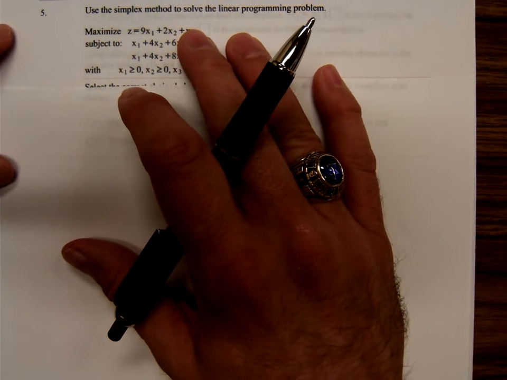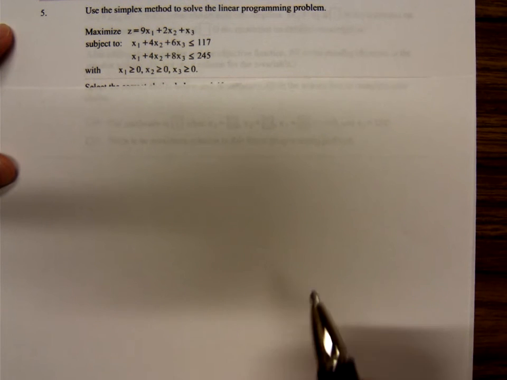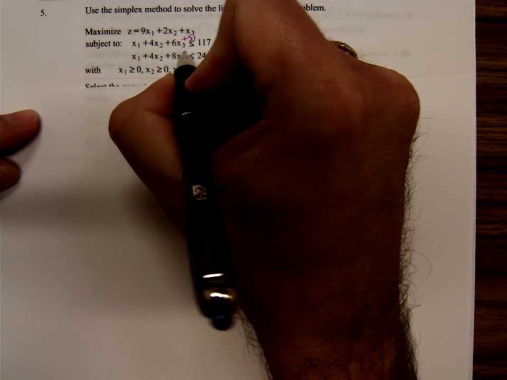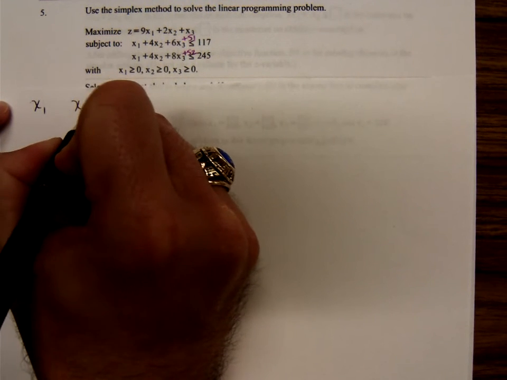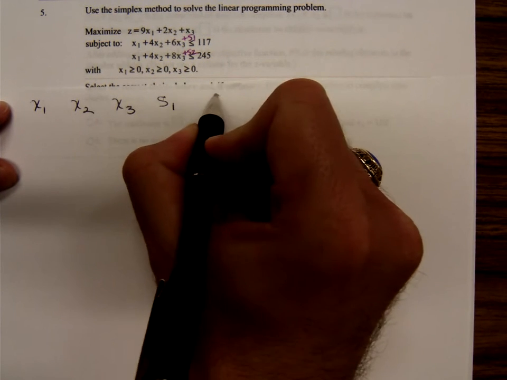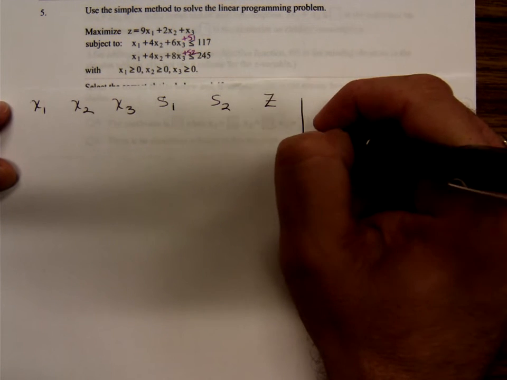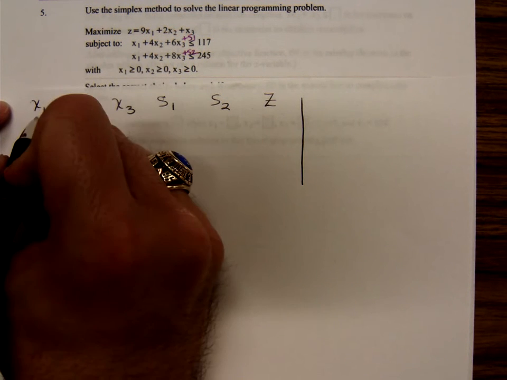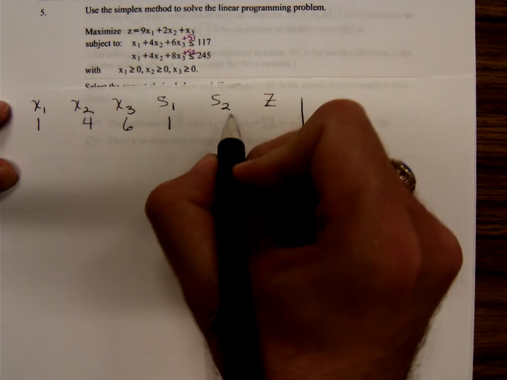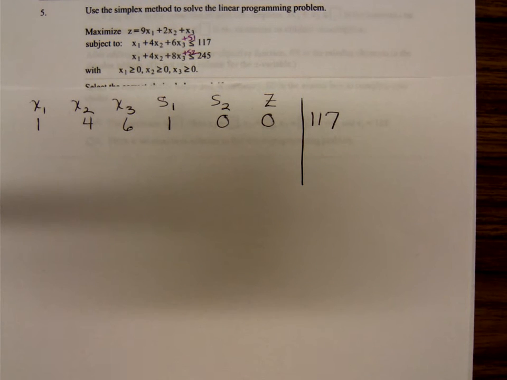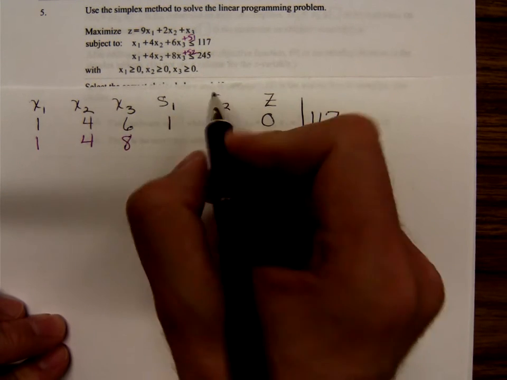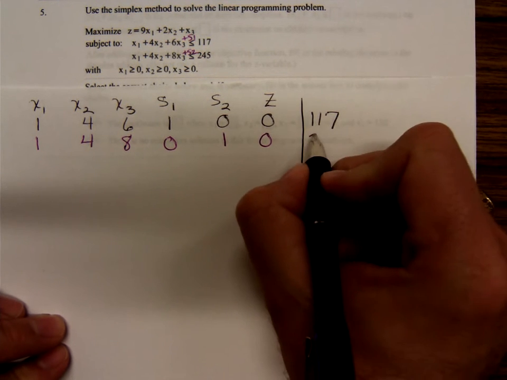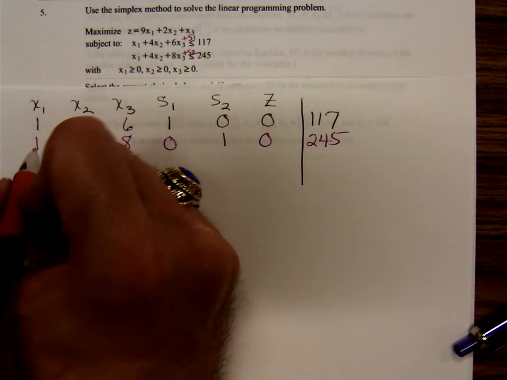To write the simplex tableau, there's one slack variable for every less than or equal to. So I'll say plus S1 and plus S2. Now there's X1, X2, X3, two S's, and a Z. So this first one here: 1, 4, 6, S1. There's no S2 or Z. Equals 117. Now the second inequality. There's an X1, 4X2, 8X3. There's not an S1, but there's an S2. No Z. 245.